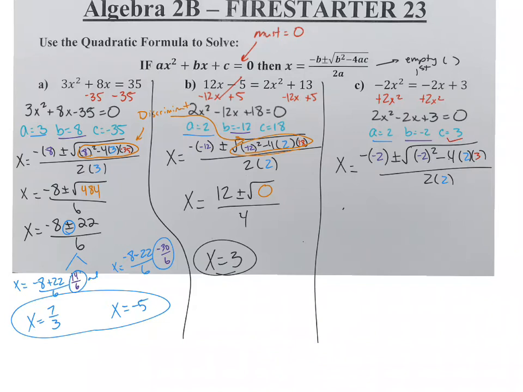Now, x equals the opposite, so the opposite of -2 is +2, plus or minus radical, because remember, I am only plugging in the discriminant. I'm only plugging in what's inside the radical, right? All the way over here, that's the discriminant.